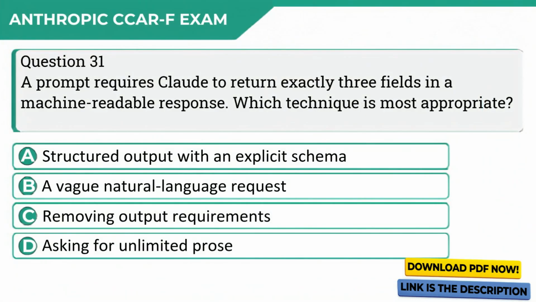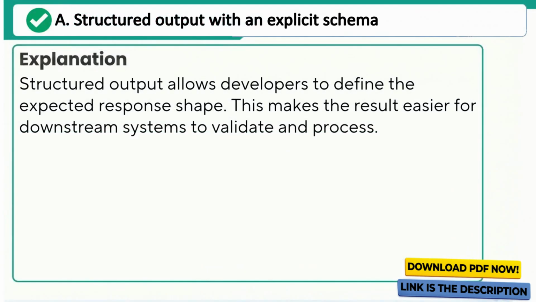A prompt requires Claude to return exactly 3 fields in a machine-readable response. Which technique is most appropriate? A. Structured output with an explicit schema. B. A vague natural language request. C. Removing output requirements. D. Asking for unlimited prose. Correct answer: A. Structured output with an explicit schema. Explanation: Structured output allows developers to define the expected response shape. This makes the result easier for downstream systems to validate and process.